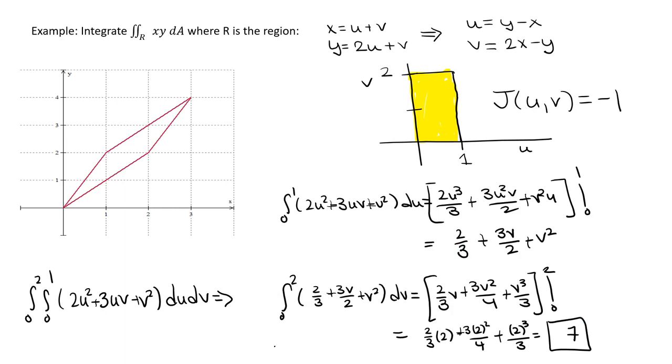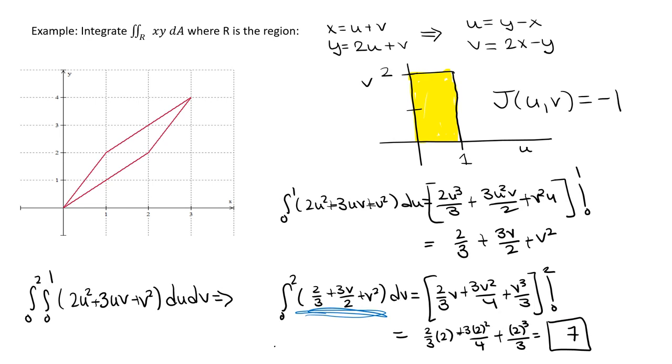My outside integral, so here's my result from the inside integral. Same thing, I just moved it higher on the screen so I had more room. So I'm now going to integrate my result, this 2/3 plus 3v plus v squared, with respect to v. I get 2/3 v plus 3v squared over 4 plus v to the third over 3.